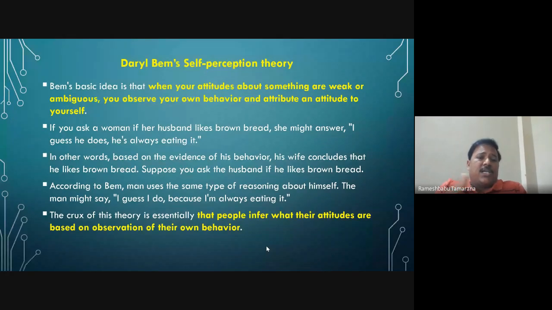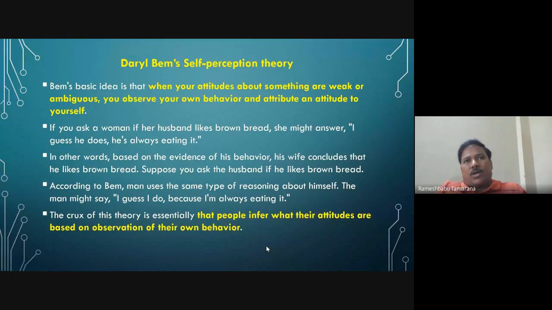So it's basically when your attitudes about something are very weak, because you do not know what your husband likes. You think that every day your spouse is eating, like, dosa, so probably you might assume that he or she likes the dosa. But it may not be the correct one, because he or she has to go to work and there is little time, so you have to make a very quick breakfast, probably brown bread.